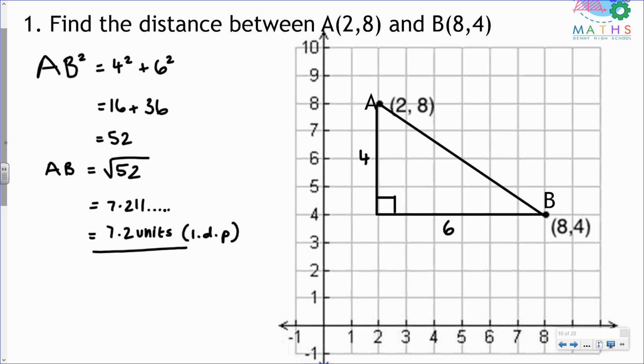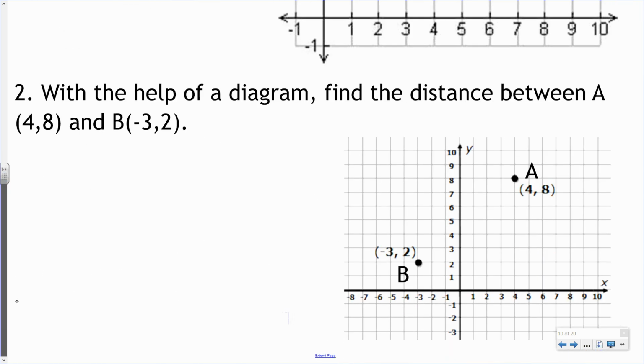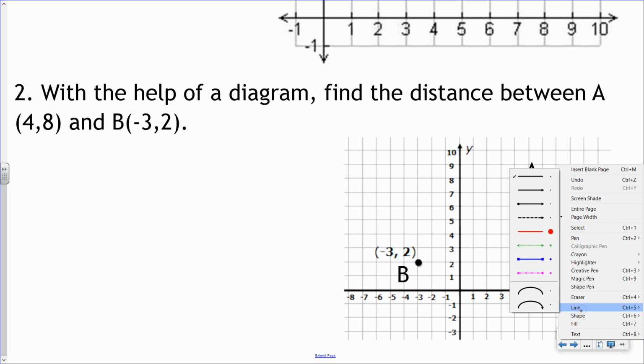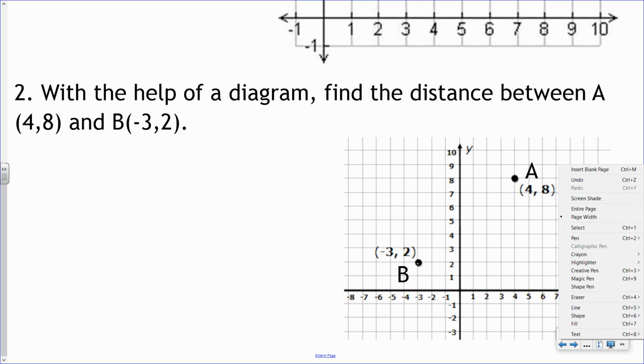Okay, let's have a look at a second example. This time, with the help of a diagram, we've defined the distance between A and B. And this time we have some negative coordinates. So let's have a look at how they would look on a diagram. So point A has been plotted at 4, 8, and point B at -3, 2. So again, we want the distance between those 2 points. So we'll connect them with a straight line.